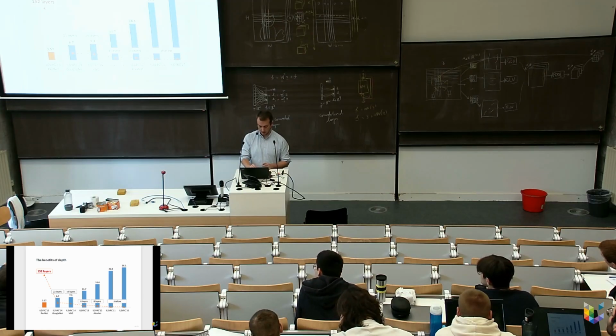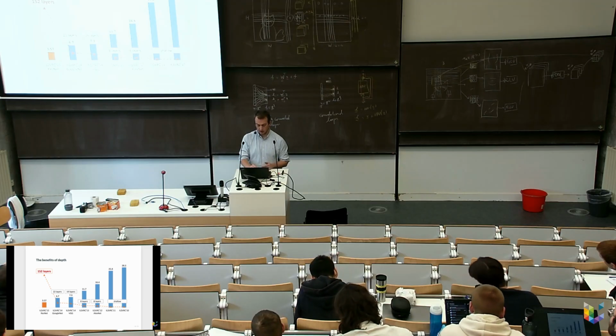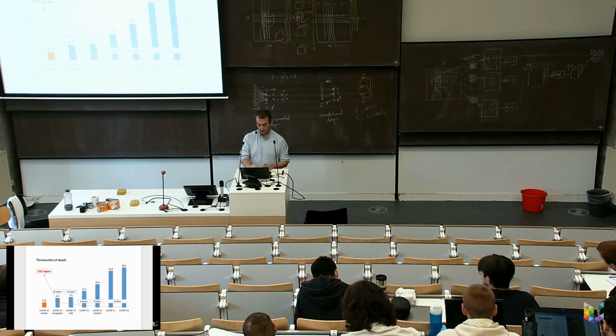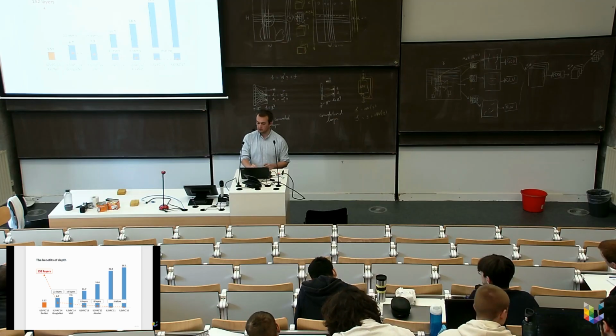And then all the next winning solutions were based on neural networks, with the common trend that the deeper, the better. And so we went from 8 layers, then to 19, 22, and finally 150. And you see that this correlates well with the error that you get.